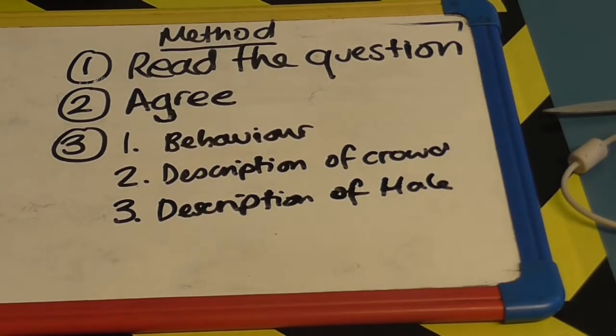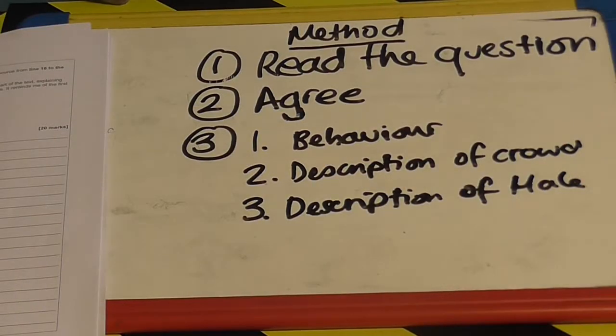So I have found my 3 reasons. Number 1, the behaviour of Hale, 2, the description of the crowd, and 3, the description of Hale. Once I decided on my reasons, I then found my evidence.